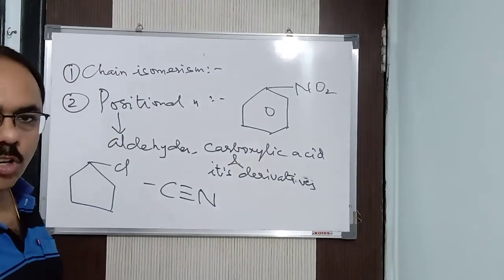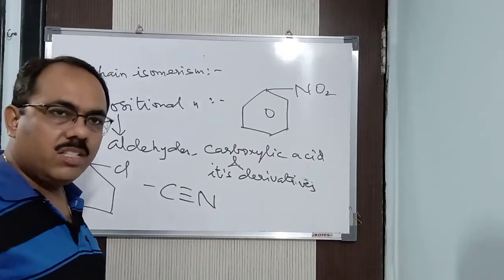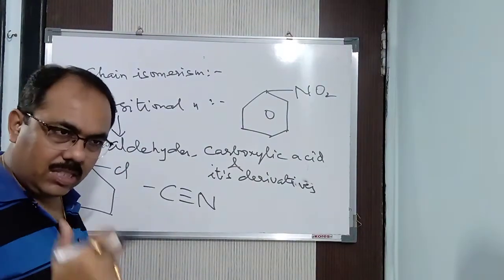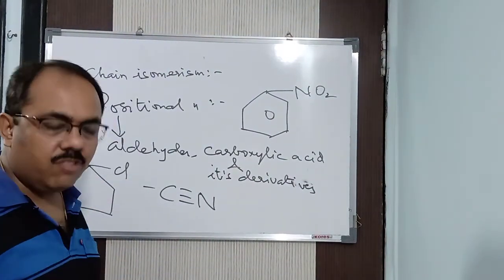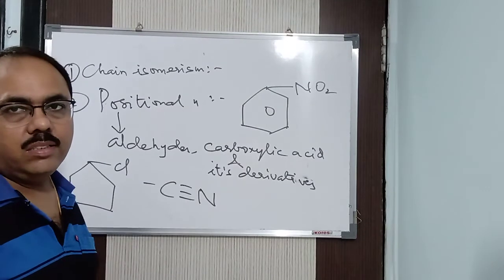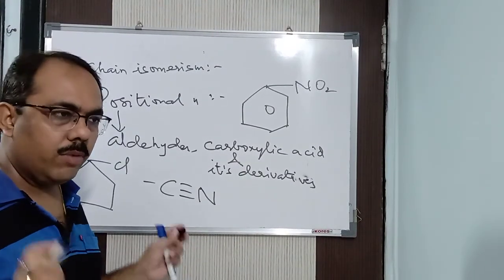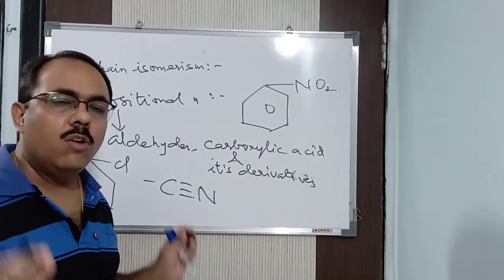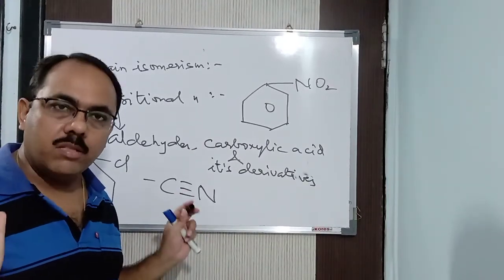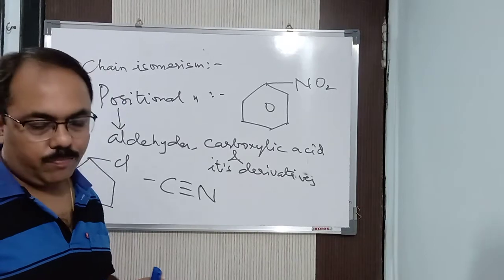For position, it has to be ortho, meta, para. You have studied this. Ortho means first and second, meta means first and third, para means first and fourth. So it has to be di-substituted. So mono-substituted alicyclic compounds and aromatic compounds do not show positional isomerism. Note these points which I am telling you.